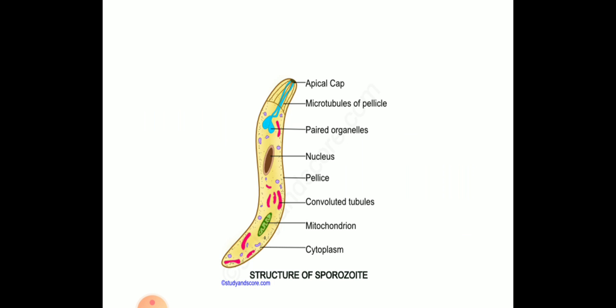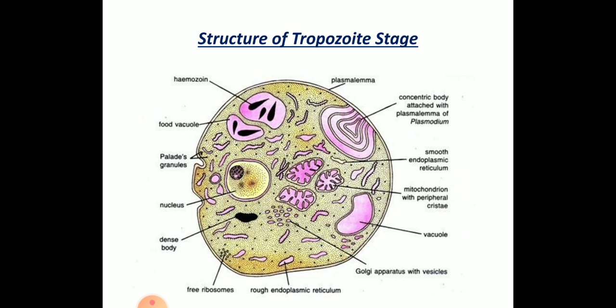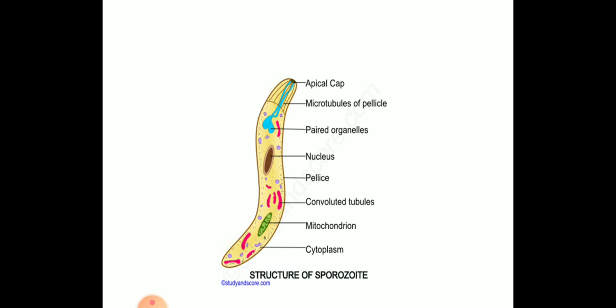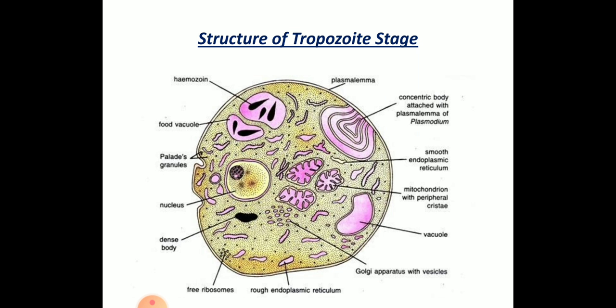This is the structure of the trophozoite, but this is the structure of the sporozoite. Sporozoites are slender and elongated, and the cell organelles are not much evolved or matured. But the trophozoite is much larger and circular in structure. The difference between sporozoite and trophozoite can be an important question, so learn the diagram correctly.